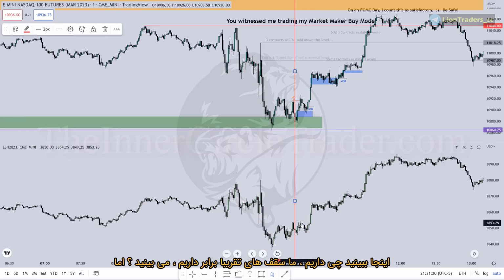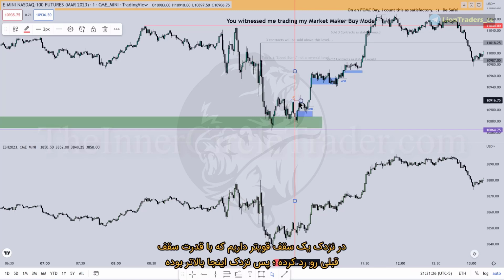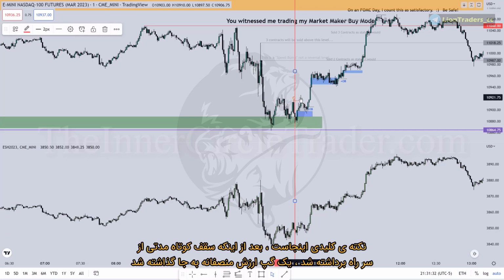Over here, look what we have. We have relative equal highs. See that? But we have a stronger, higher punch through by NQ. So NASDAQ was higher here. After, here's the key point, a short-term high was taken, and then a fair value gap was left.